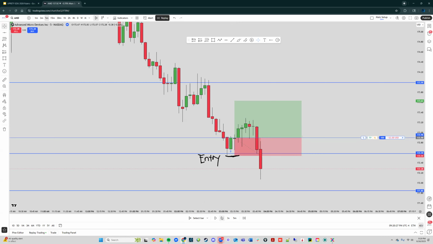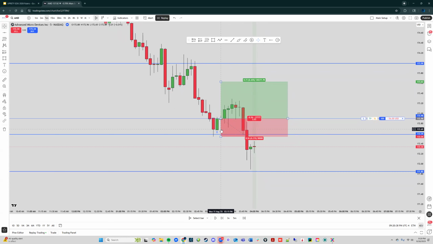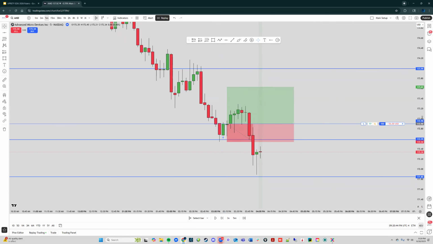Maybe a little bit lower. Oop, it actually went below. And then the day ends up closing. So that didn't work out for us. Once again, the trade was there. Everything was perfect, but the trade ended up going against us.